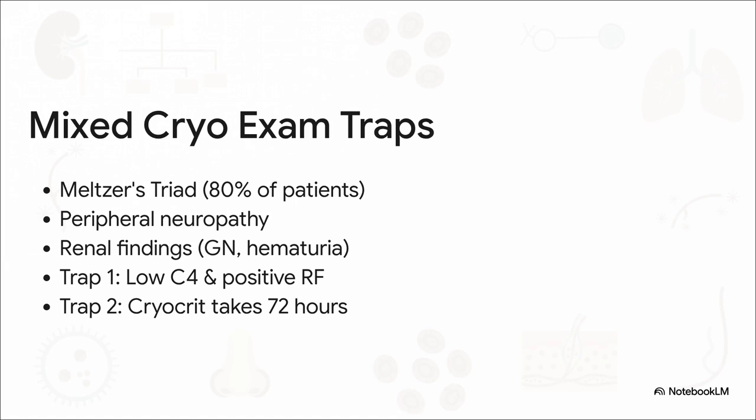Clinically, keep an eye out for the Meltzer triad. That's purpura, weakness, and arthralgia, which shows up in about 80% of these patients. You'll also see peripheral neuropathy and glomerulonephritis, but watch out for exam traps. You might see profoundly low C4 levels and a positive rheumatoid factor just because of that IgM activity. Another tricky one, a positive cryocrit can actually take up to 72 hours to precipitate in the lab, so don't rule it out too early.